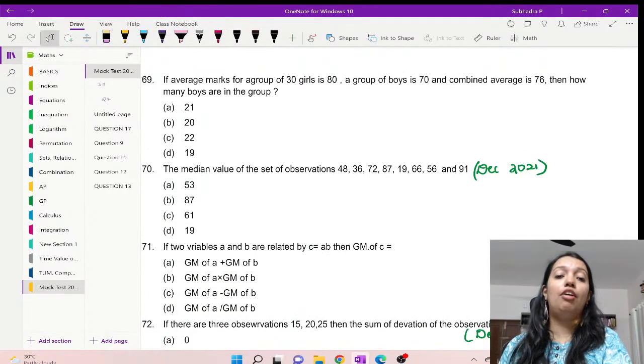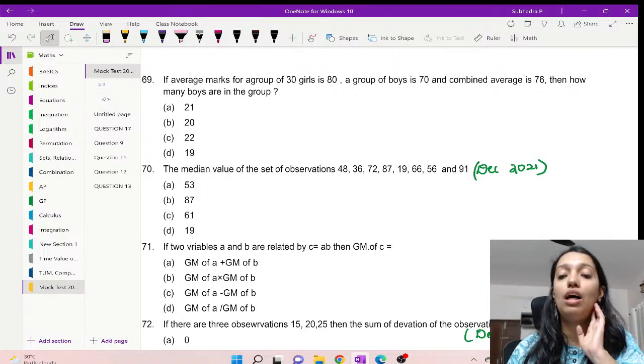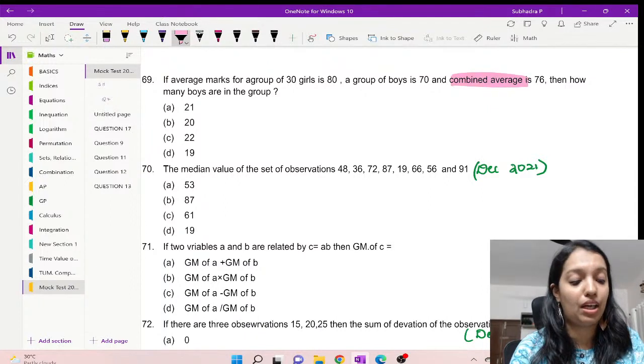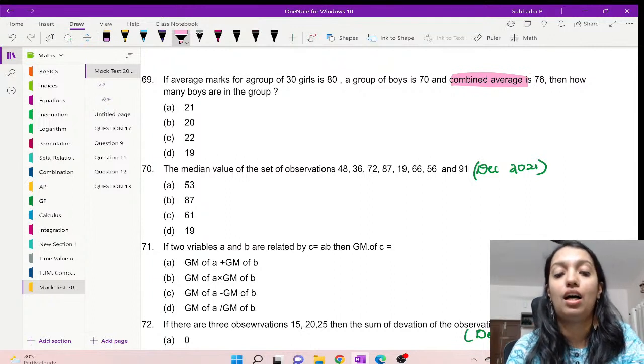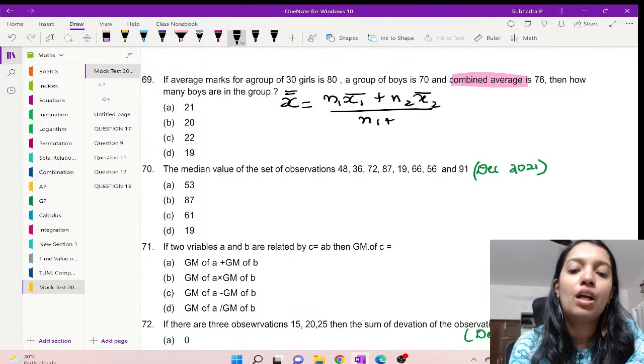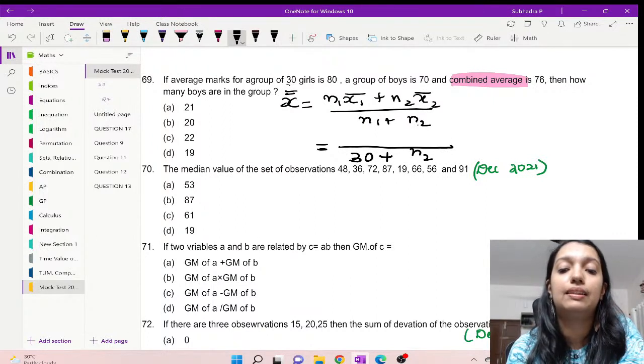69th question. If average marks of group of 30 girls is 80, group of boys is 70, combined average is 76. They have told what formula we have to use. Combined average formula. Then how many boys are there in the group? How do you use combined average formula? X double bar is equal to n1 x1 bar plus n2 x2 bar divided by n1 plus n2. 30 girls. So n1 is 30. n2 number of boys I don't know.